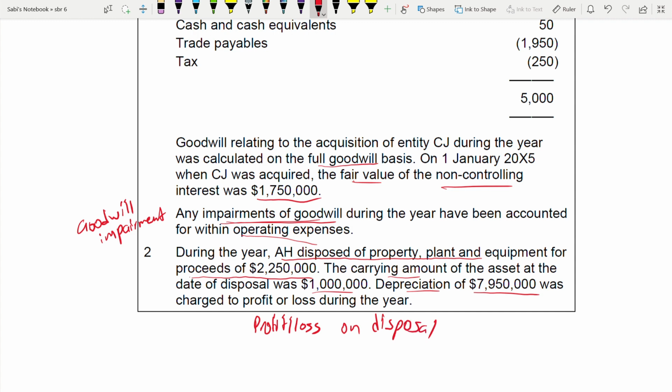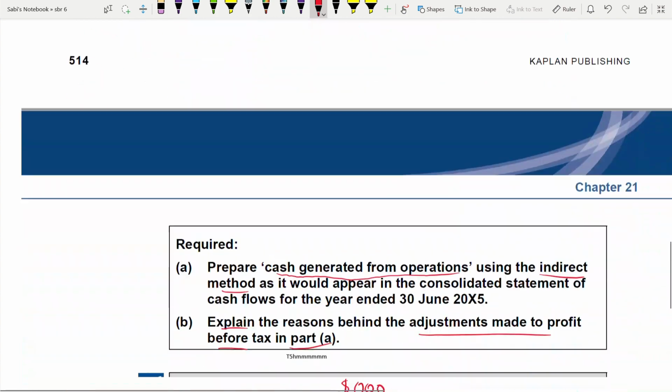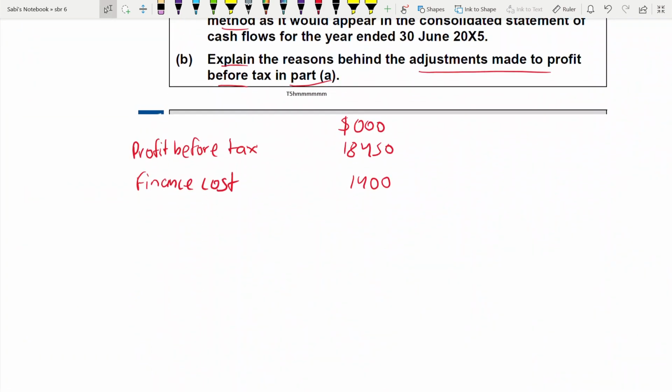And what is next? Even the depreciation. Depreciation, this 7,950,000. So depreciation as it is, you can take and adjust it. It's a non-cash item. You don't have to do any adjustment.